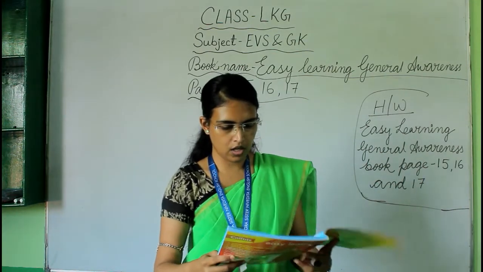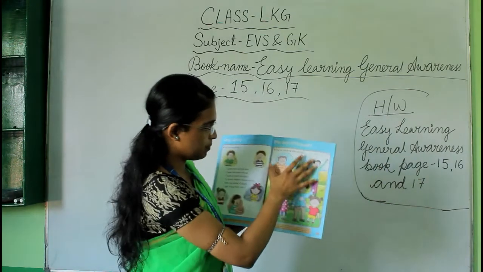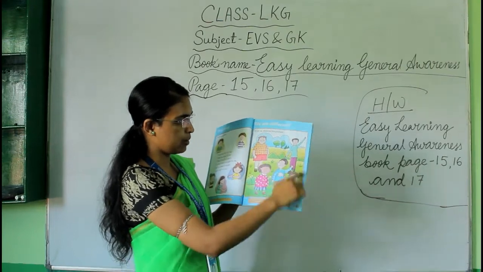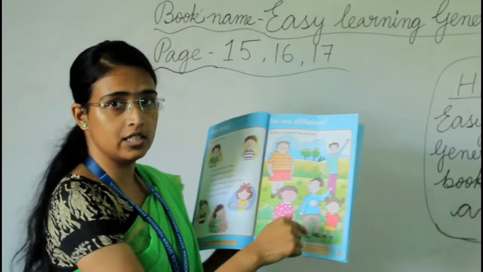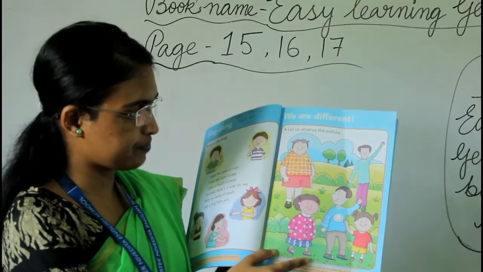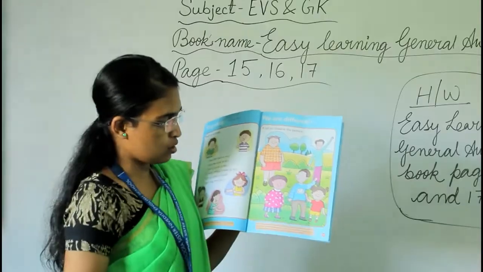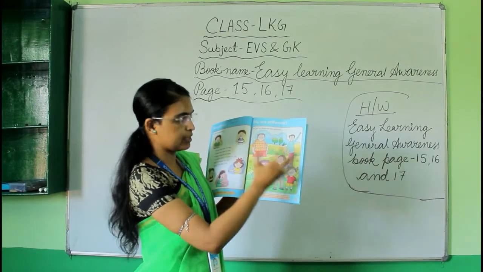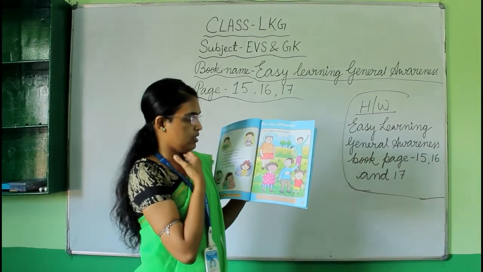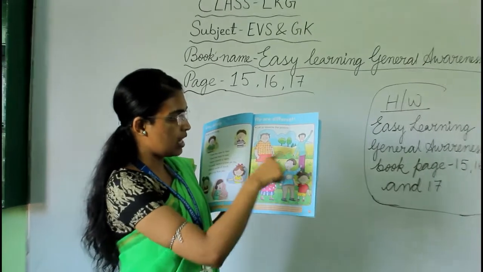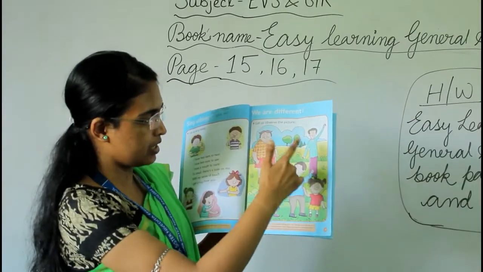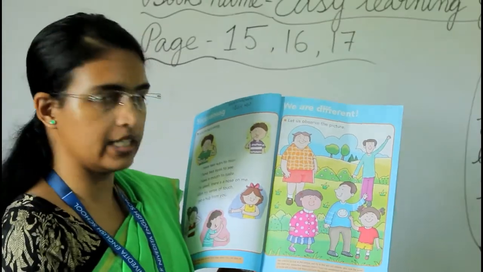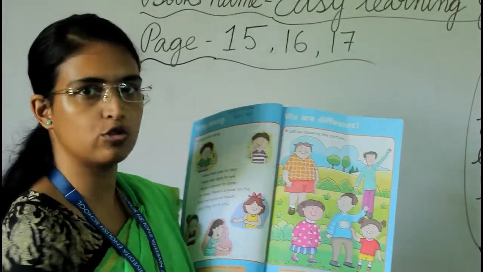So, can you see this? Can you observe the picture? There are so many boys and girls in this picture, right? So, can you identify any differences between them? First, tell me how many boys are there in this picture? 1, 2, and 3 boys, right? And how many girls? 1, 2. 2 girls.